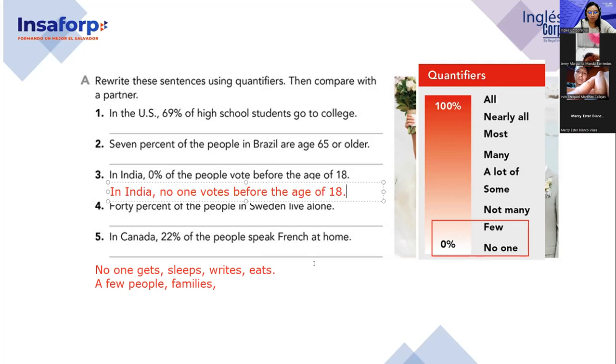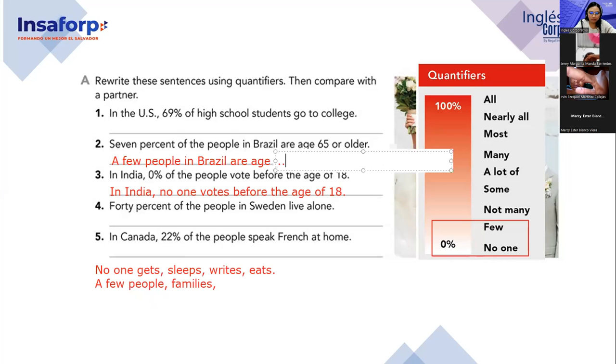Ok. A few people. ¿Cuál sería la número 2? 7%. This one. Which quantifier are you going to use? Muy bien, aquí tenemos la otra excepción. A few. ¿Quién es el nombre en plural, o el sujeto en este caso? People. People ya está en plural. Entonces, ¿cuál es el singular de people? Person. Ah, muy bien. A few people. In Brazil, ¿qué pasa? Are 65 or older. Aquí dejemos ahí el complemento.